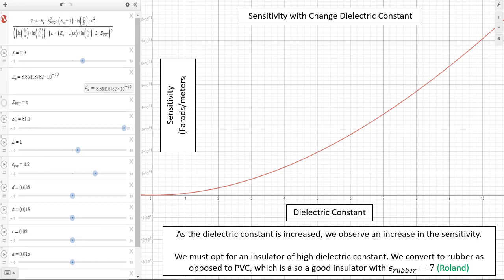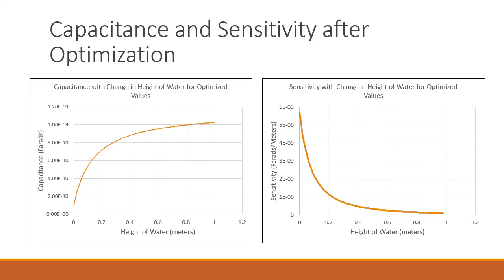I've converted from using PVC to using rubber, which is also a very good insulator and has a higher dielectric constant of 7 as opposed to the dielectric constant of PVC, which is 4.2. The following graphs provide the new values of the capacitance and sensitivity with respect to height of water after our new optimizations and implemented changes. Notice that the overall values for the sensitivity are much higher than they were prior to the implemented changes.